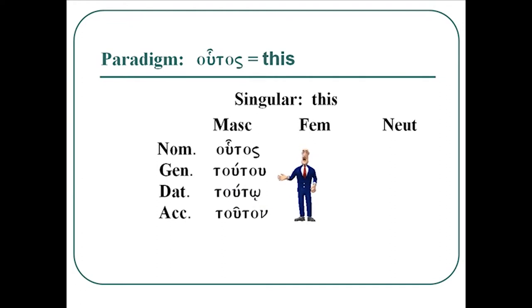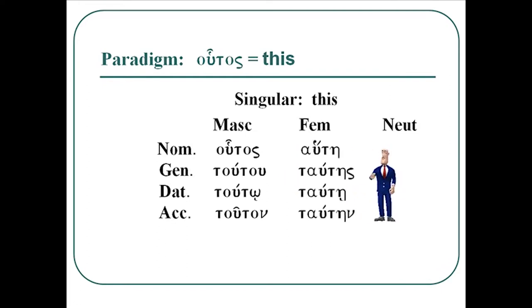The nominative singular masculine is houtos. But notice in the genitive, the dative, and the accusative, it takes a tau in the front, similar to what the article did, you remember, between ho and to, toe, tone. So there are some parallels here between the article and this demonstrative pronoun. Similarly, the feminine starts out with haute, and then goes to tautes, and then goes down using the graphe endings, but notice the tau once again on the genitive, dative, and accusative singular.